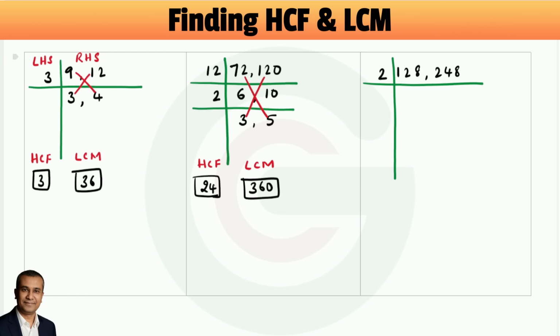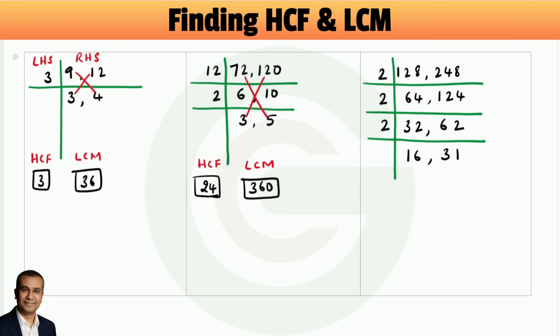Let's take 2. 2 6s are 12, 2 4s are 8, 2 1s are 2, 2 2s are 4, 2 4s are 8. Again think of another number which can divide 64 and 124. Again let's take 2. 2 3s are 6, 2 2s are 4, 2 6s are 12, 2 2s are 4. Again find another number which can divide 32 and 62. So again take 2. 2 1s are 2, 2 6s are 12, 2 3s are 6, 2 1s are 2. Now here there is no other number which is a common factor of 16 and 31 which can divide these numbers. So stop the process here.